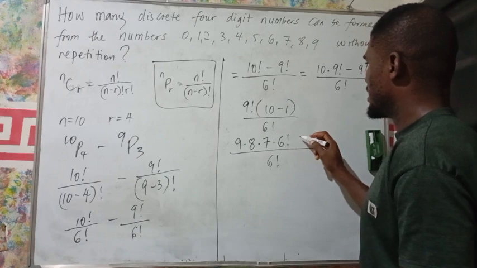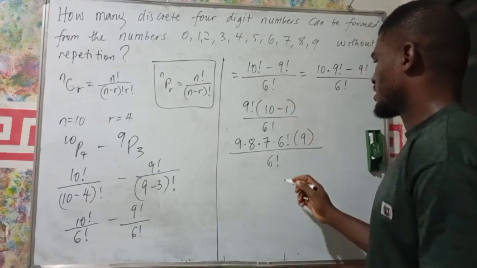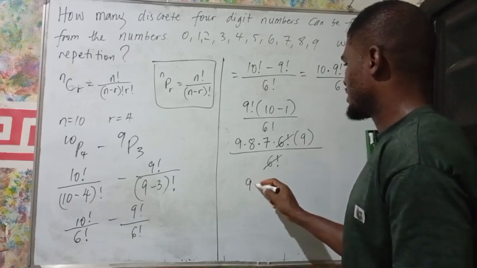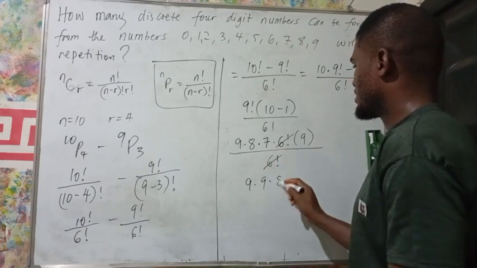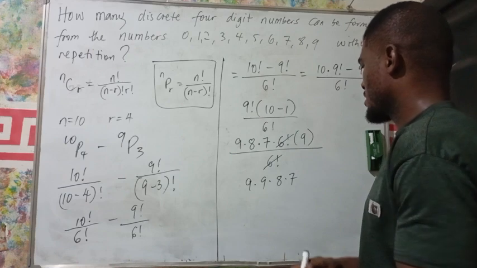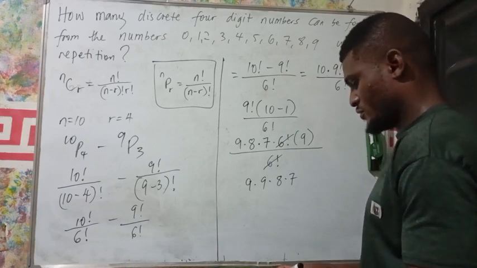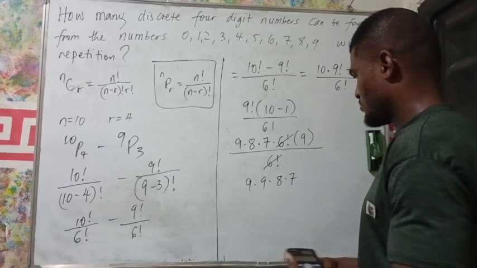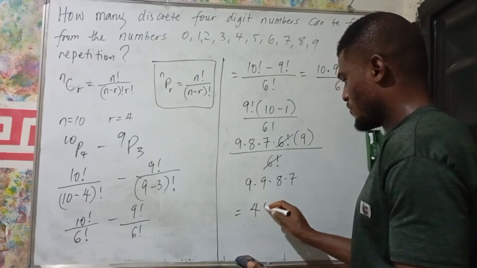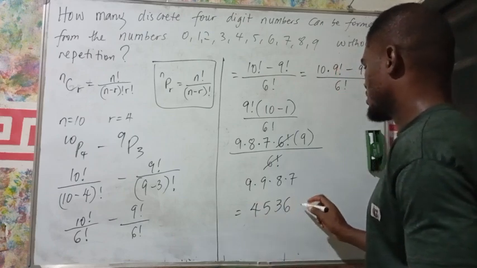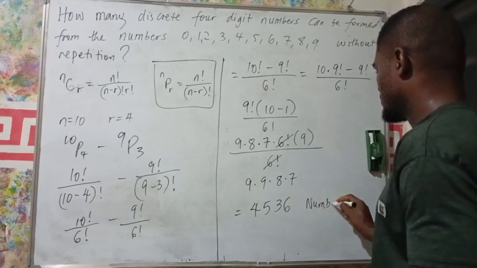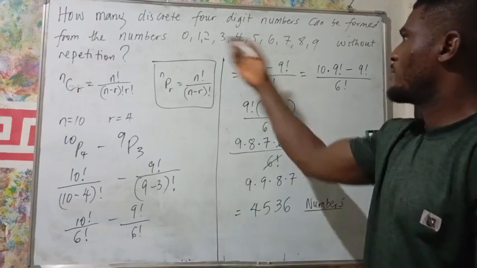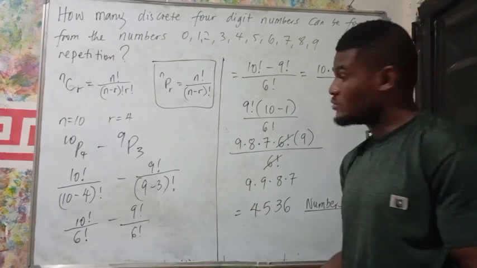10 minus 1 gives us 9, still in the bracket there. So the 6 factorial can cancel off, and this would be the same thing as 9 times 9 times 8 times 7. And the value for that would be 4,536. So there are 4,536 numbers that are 4-digit numbers if we have to arrange these. Alright, so that's the answer to the question.